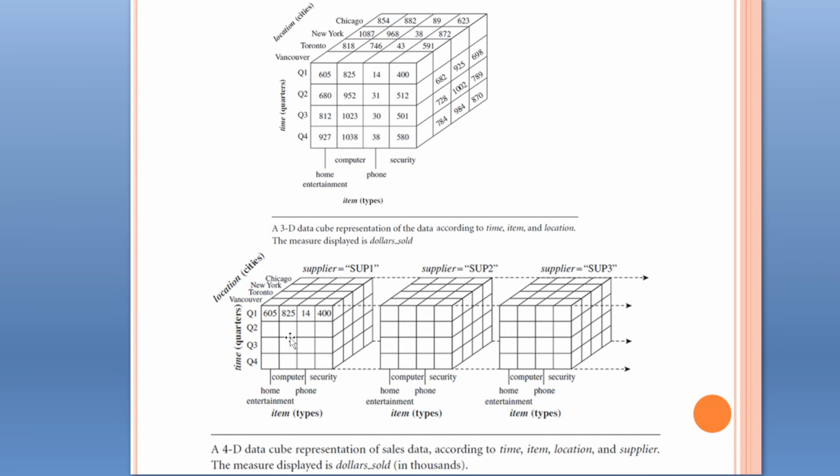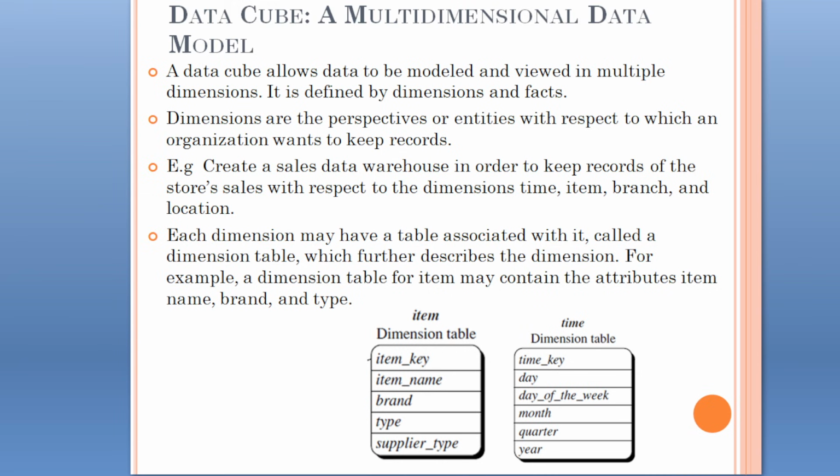Now, if we want information regarding several suppliers, that means we want a 4D view of the data. We can attach several data cubes, one cube representing information of one supplier, another cube representing the information of another supplier. A data cube allows us to represent data to be modeled and viewed in multiple dimensions. It is defined by dimensions and facts.